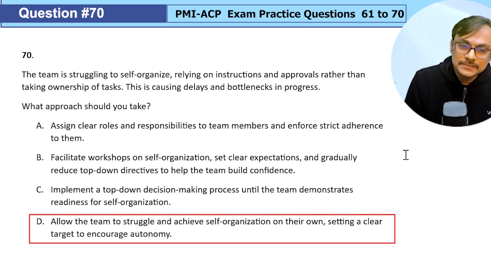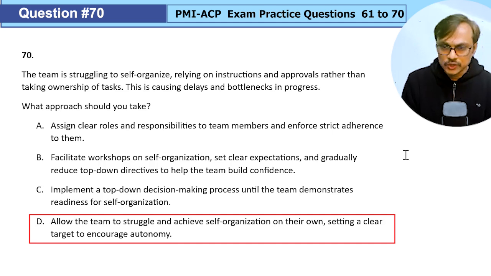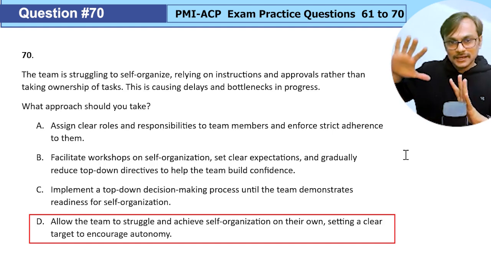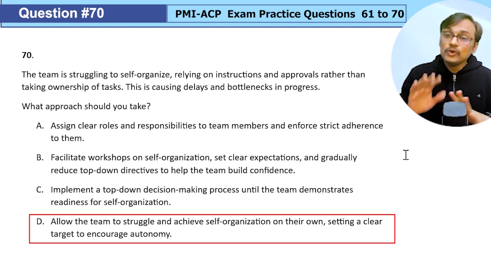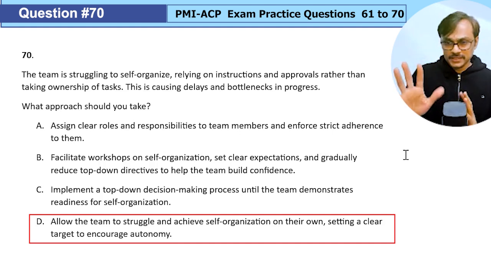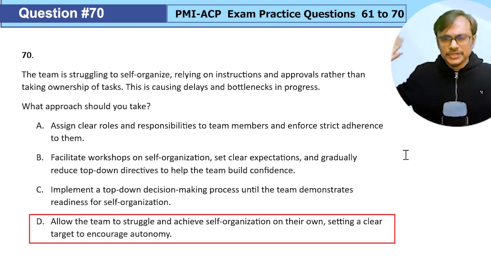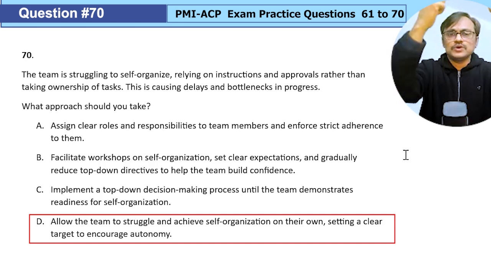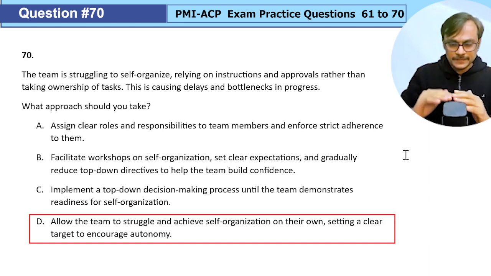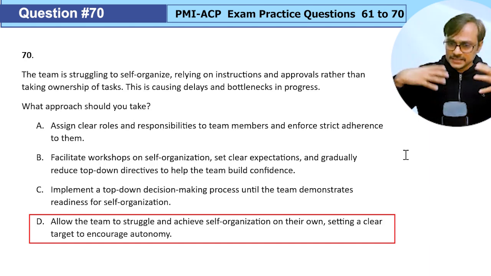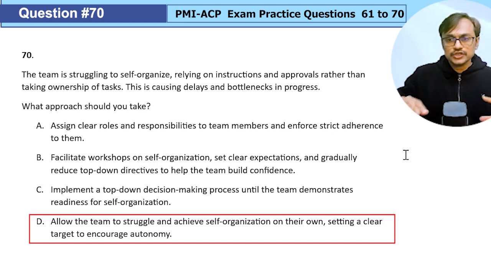Option D, allowing the team to struggle and achieve self-organization on their own, setting a clear target to encourage autonomy. This option in some of the agile frameworks in the exam may look like a right option. There is a possibility you might have done some exams where this kind of approach is there. I am not going to intervene. I will let teams struggle and they have to do self-organizing. That's a possibility. But for a PMI-ACP exam, you are a leader, you are a caretaker, you are a facilitator. You need to make the process smooth. You can't just let them struggle on their own.